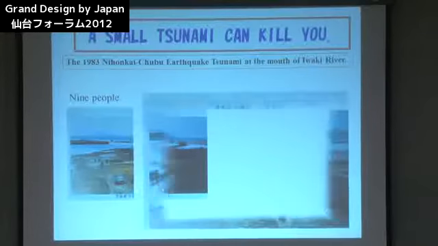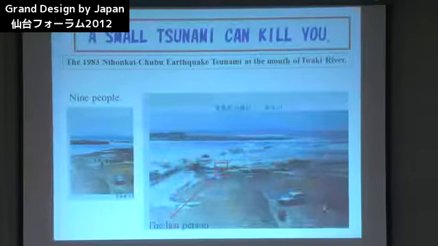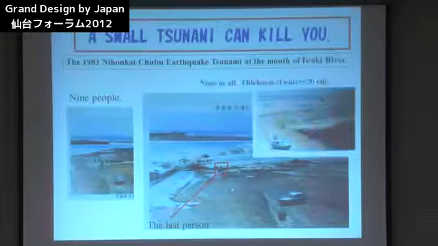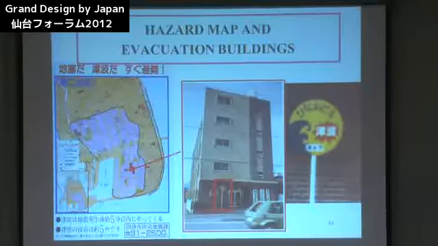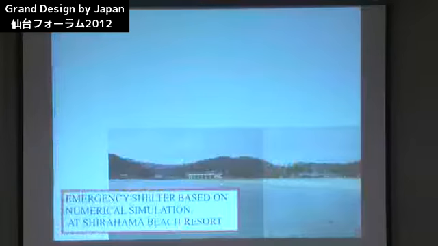Here, 9 people. This is the last person, and including this last person, 3 of the 9 people were killed. The tsunami thickness here was only 70 centimeters. Therefore, in case of a tsunami, no horizontal evacuation. Better is vertical evacuation. So these are the tsunami evacuation buildings.